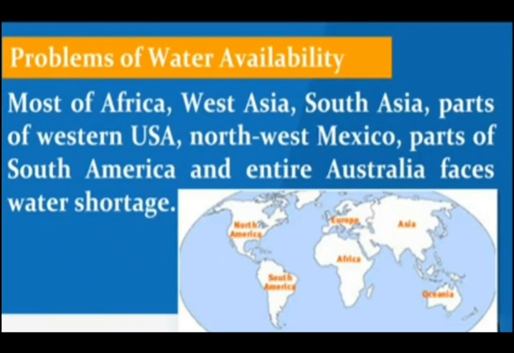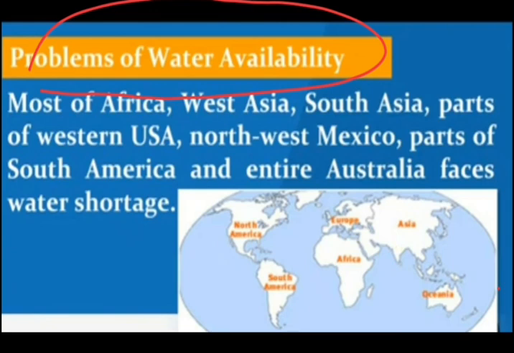Okay, now the next one, the problem of water availability. Okay, what are the problems? There is scarcity of water in many regions of the world. If you talk about water, nowadays there is a very big shortage of water. Even in desert areas, people have to go so many kilometers to bring only one bucket of water. So there is a shortage of water in many regions, not only in our country India.